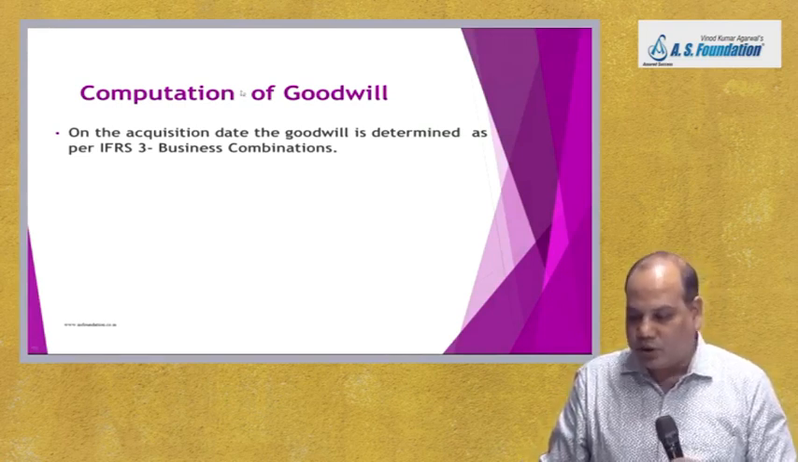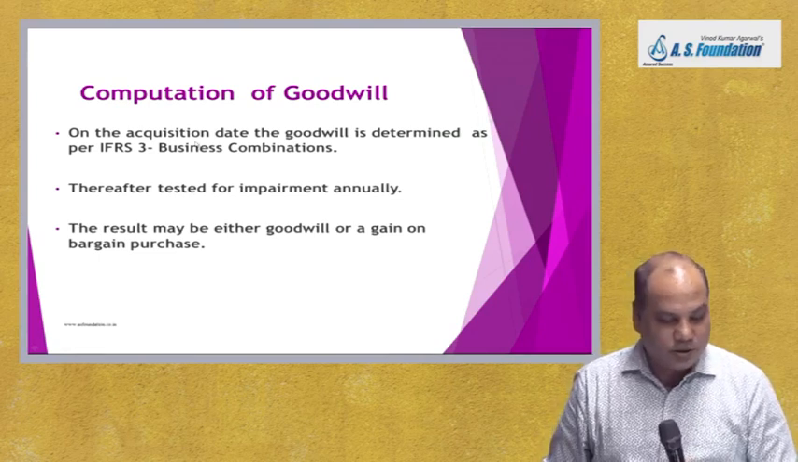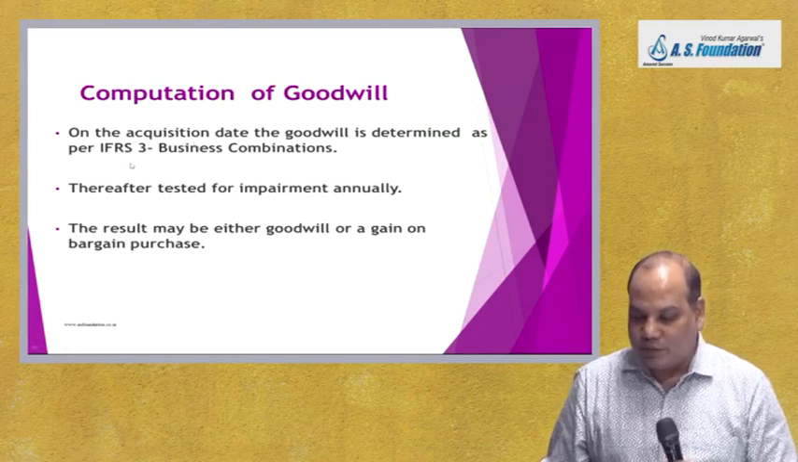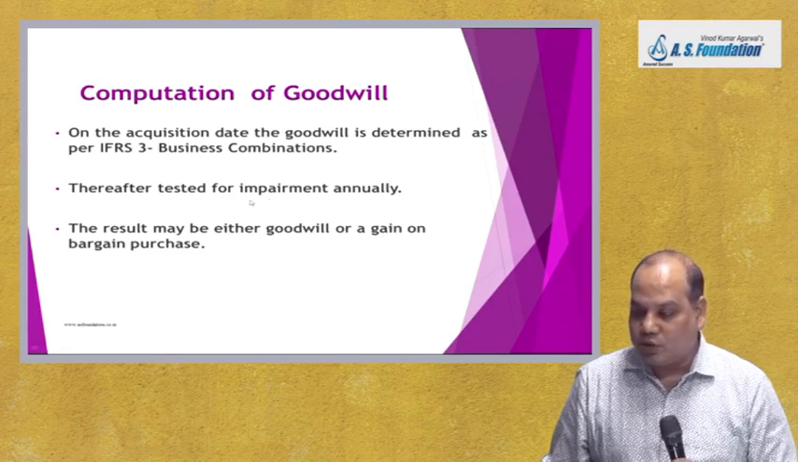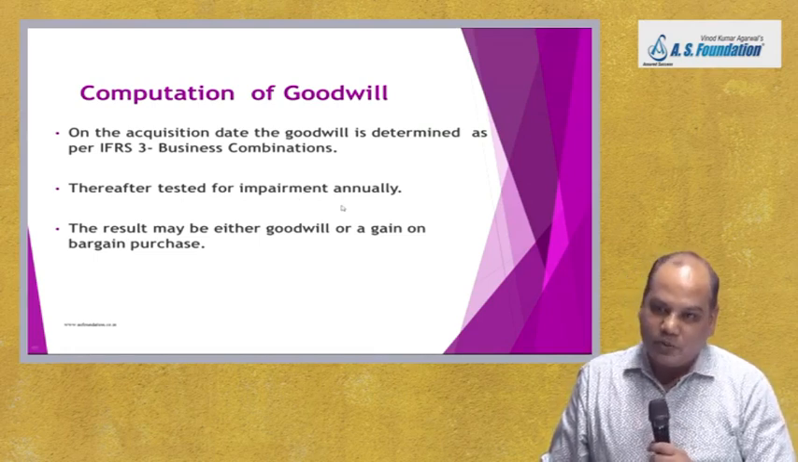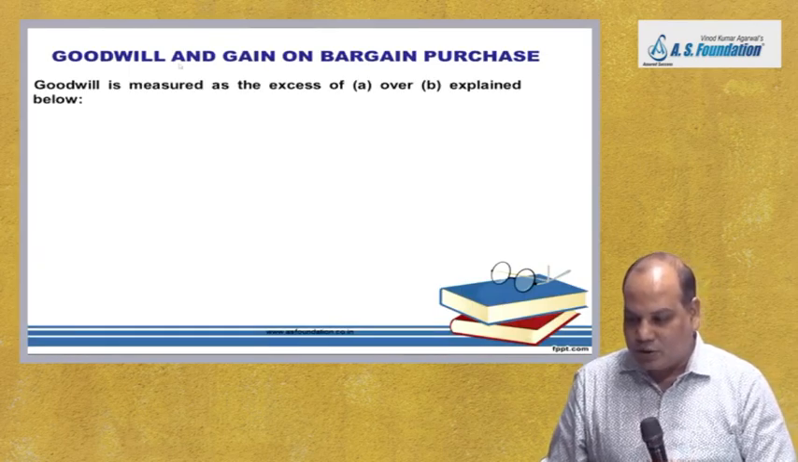Now let us come to goodwill calculation, which in short means we will have to revise which standard? IFRS 3, because this standard does not teach you how to compute goodwill on the date of acquisition. That is the job of IFRS 3. After you calculate goodwill under IFRS 3, goodwill is not amortized. Goodwill is only tested for impairment annually. And if it is impaired, then we'll provide for impairment loss. So this may result in either goodwill or gain on bargain purchase. So let us see how to compute it first.